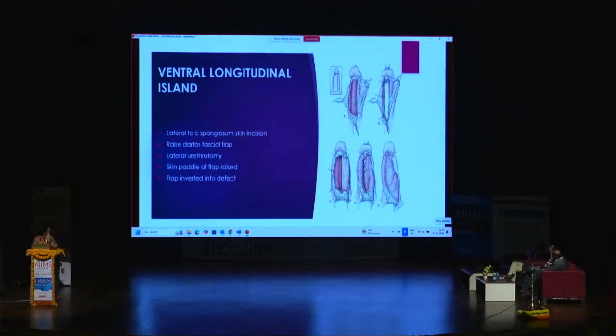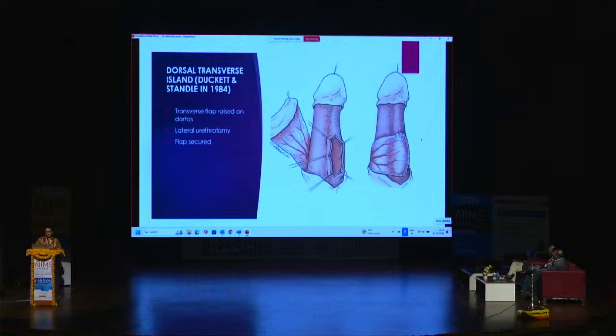We can use other things like local skin. If the skin is healthy, a ventral longitudinal island, which is basically based on dartos, the same way we use in hypospadias, can be used. This is a unique thing, can be used in pediatric patients as well as adult patients. This gives good results for the long segment. Next, please. The dorsal island, again, we can use the dartos flap for the penile stricture, and this gives very good results. Next.